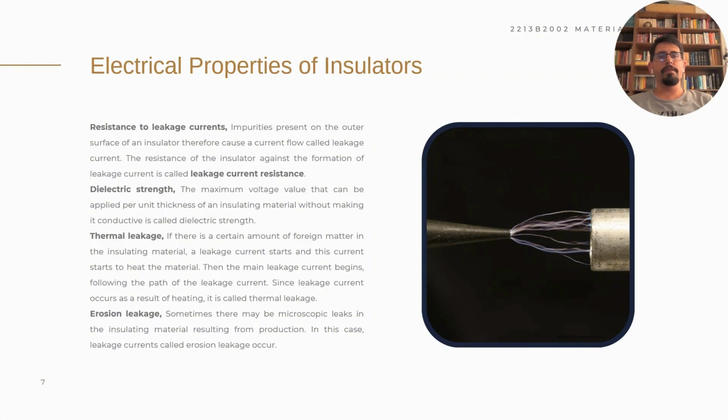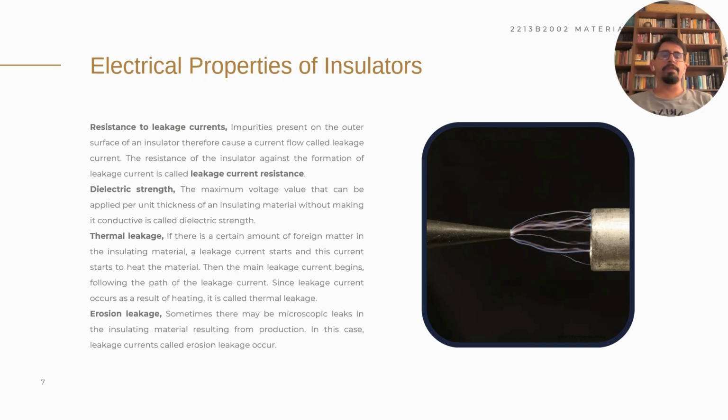Then there is thermal leakage. If there is foreign matter inside the insulator, it can create a path for a small leakage current. That current starts to heat the material. As it heats up, even more current starts to flow. This cycle continues, and because heat is involved, we call it thermal leakage.